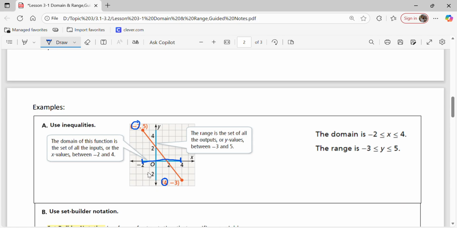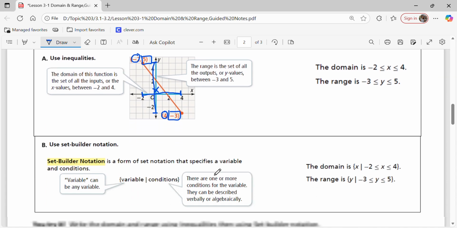So my domain is -2 less than x, and x is less than 4. And because they are both closed circles, they have the equal sign. Range, all my numbers from -3 is my smallest range. 5 is my biggest range. So -3 is less than or equal to y, which is less than or equal to 5. It's going from -3 all the way to 5.